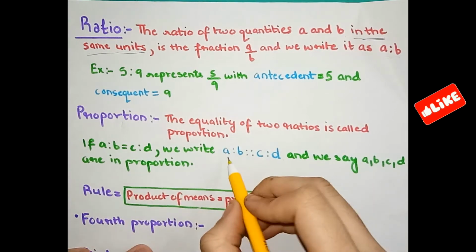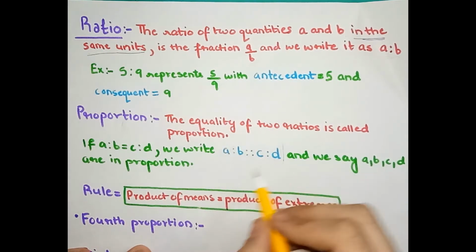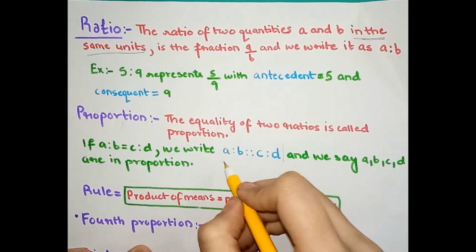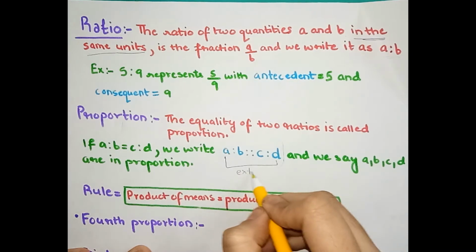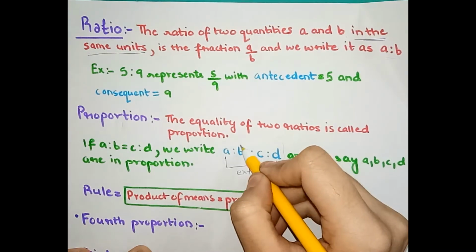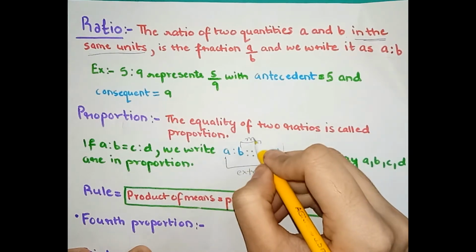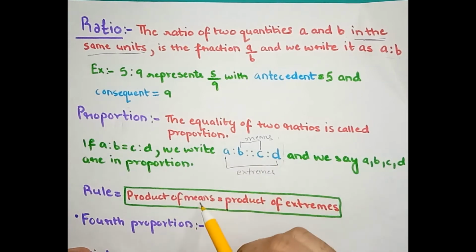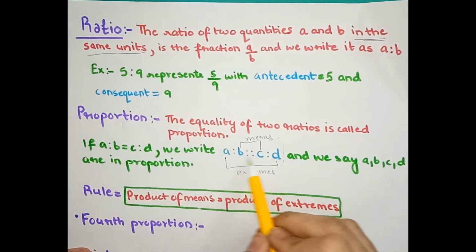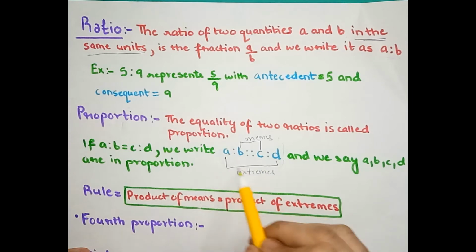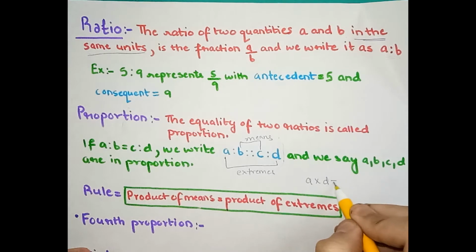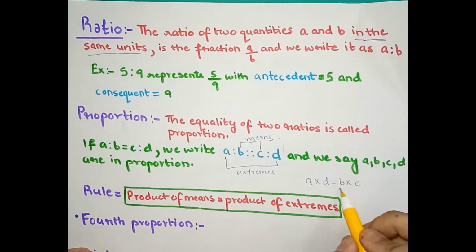Okay. Now in this you have to remember that A and D are known as extremes, and B and C are known as means. Now the rule of the proportion says that the product of the means is equal to the product of the extremes. That is A into D is equal to B into C. The product of the means is equal to the product of the extremes.